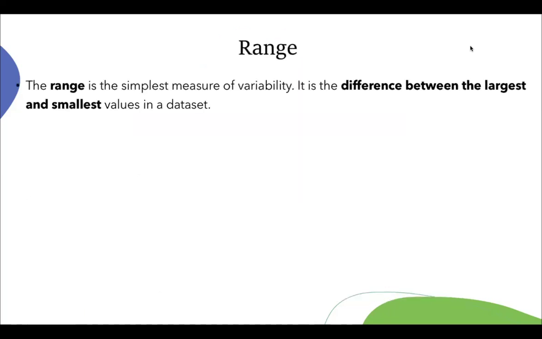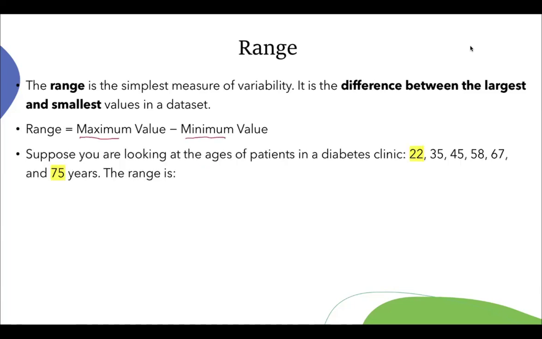The first one that we look at is range, and this is the simplest measure of variability. It's just the difference between the largest and smallest data values in a data set. So if you have your max and you have your min, you just subtract them, and that is your range.